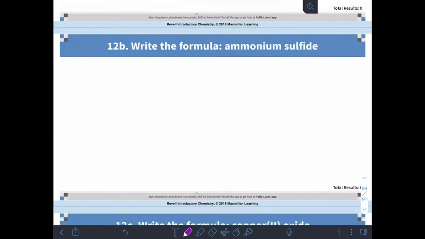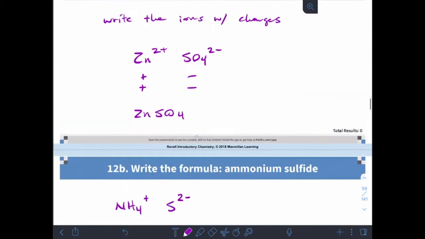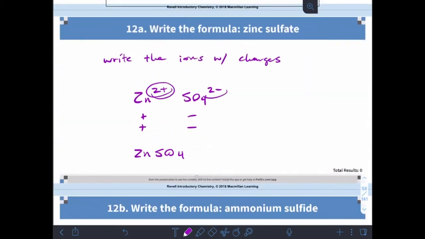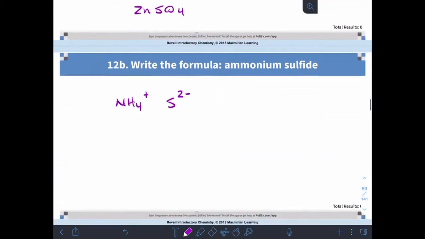All right, so ammonium sulfide. The formula for the ammonium ion with its charge is NH4+, 1+. And the sulfide ion is just S 2-. All right, so an easy way to balance these when they're not the same. In our previous example, we had 2 and 2, so they already balanced each other, so I didn't do anything there.